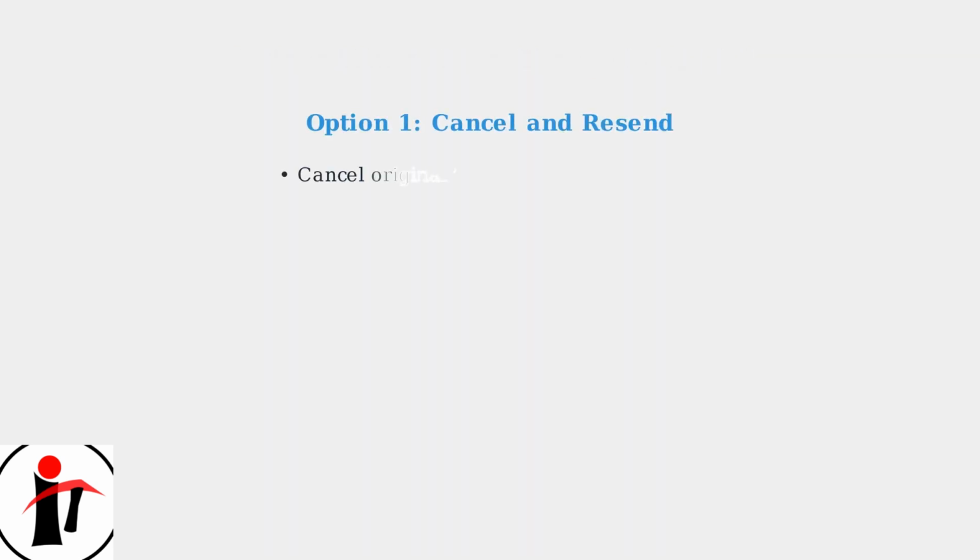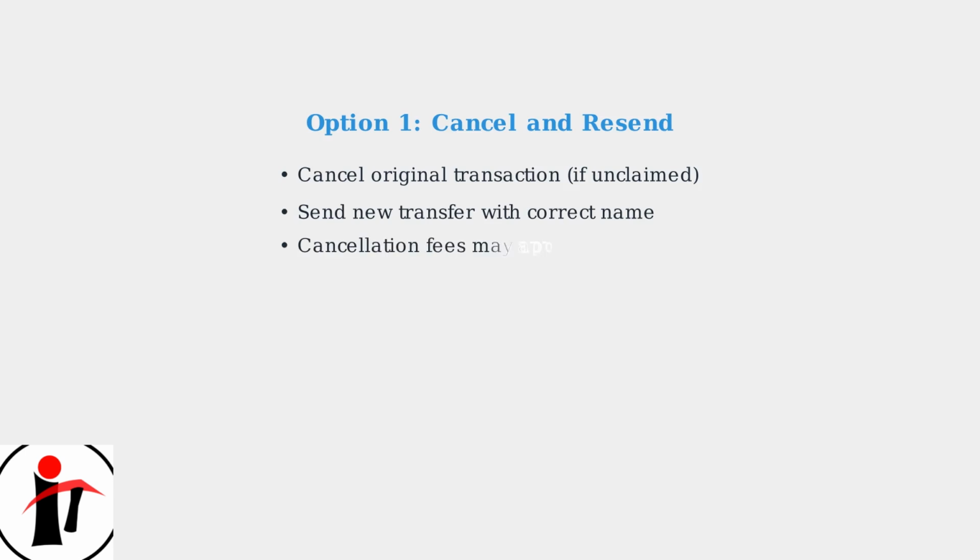When you discover a name error in your Western Union transfer, you have limited but important options available. Your most reliable option is to cancel the original transaction if it hasn't been claimed yet, then send a new transfer with the correct recipient information. Keep in mind that cancellation fees and processing times of 1 to 3 business days typically apply to this option.